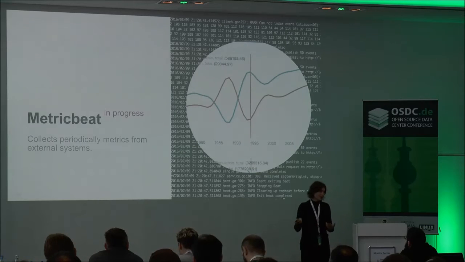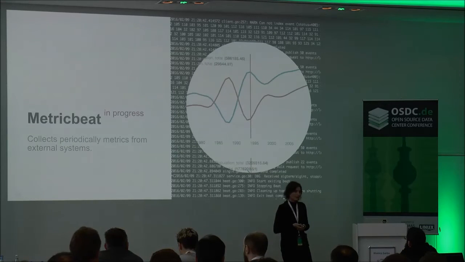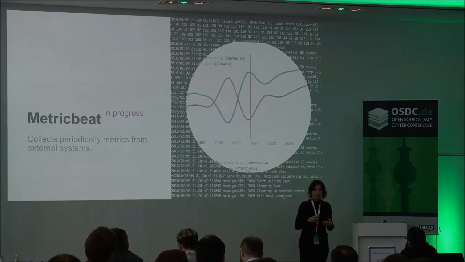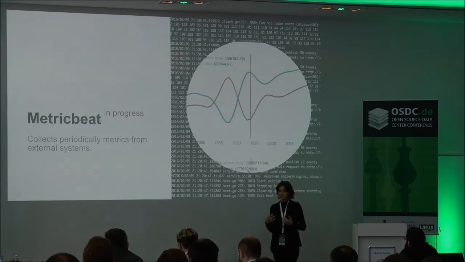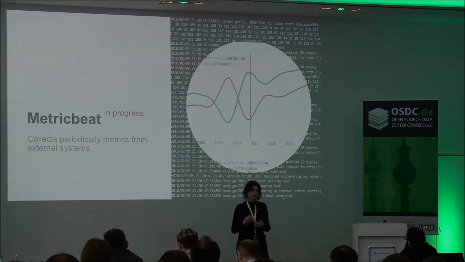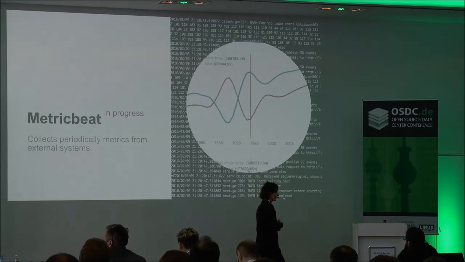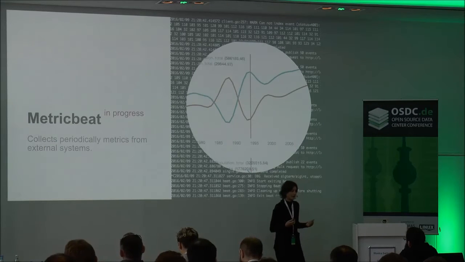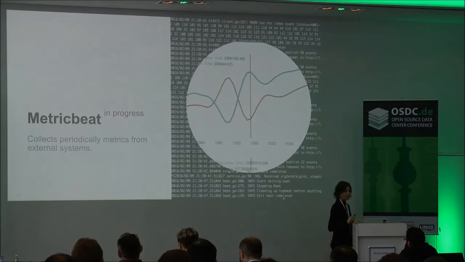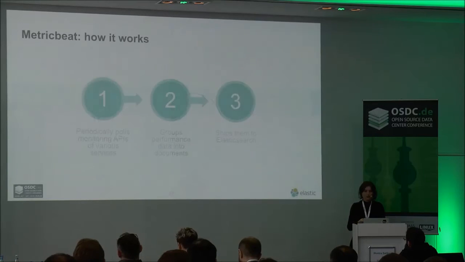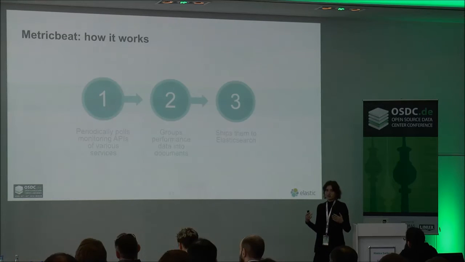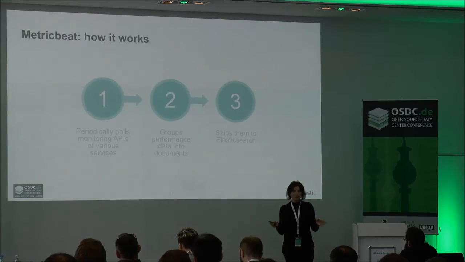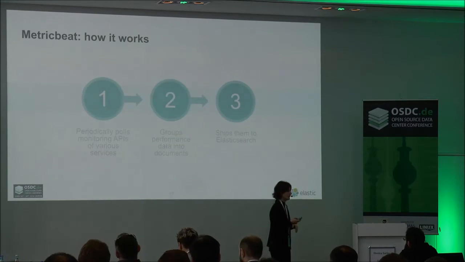So we collect all this information about system statistics, but we wanted to extend more the type of metrics that we collect. So we decided to start working on a Metricbeat that collects different types of metrics from different systems. Metricbeat works by interrogating external systems periodically, getting some metrics, correlating them together into documents, and then pushing them to Elasticsearch.